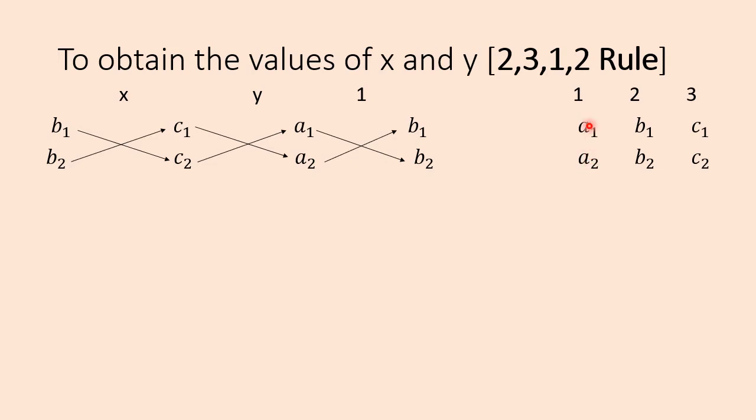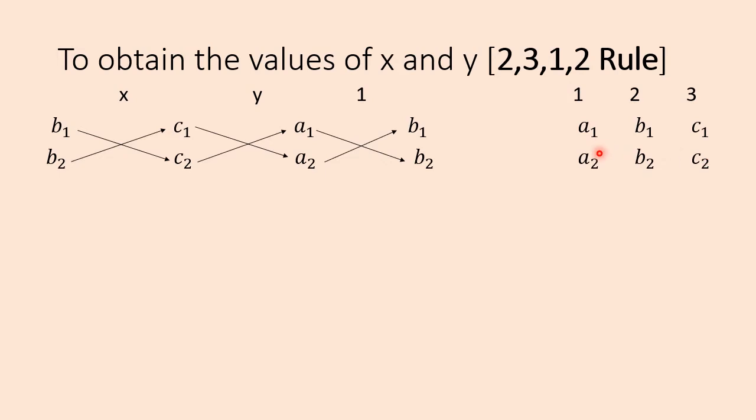That is, from the two equations, the coefficient of the variable x is a1, a2. Second column means the coefficient of y in the given pair of equations, that is b1, b2. And 3 means the constant terms of the pair of equations, that is c1 and c2.